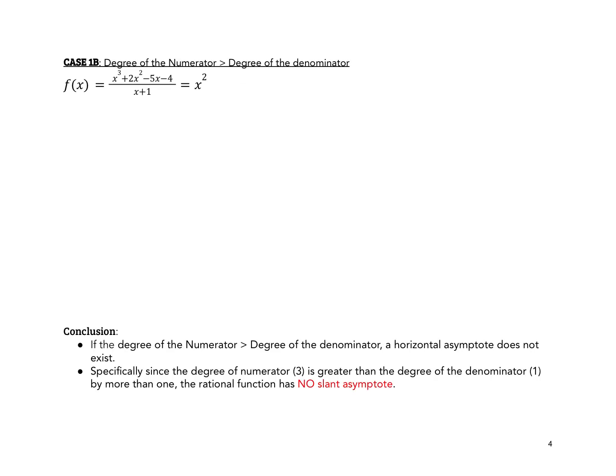So here we look at another example. This is case 1b, and still the degree of the numerator is greater than the degree of the denominator. But I want you to see here the degree of the numerator is 3, the denominator is 1. So it's 2 degrees higher for the numerator. So I'm going to identify the dominating terms, and these are the dominating terms right here. When I simplify, this is what I get, x squared.